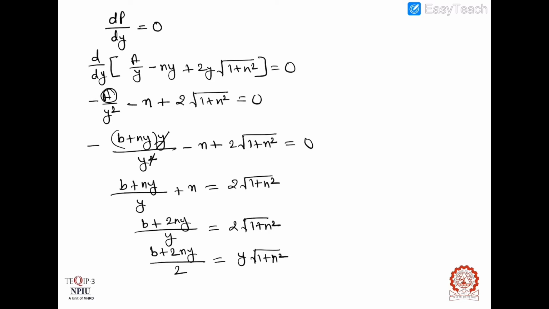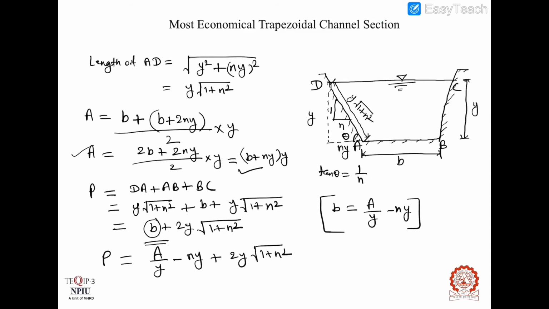Clear? So this is the condition for which the trapezoidal section will be most economical. Now observe this equation. This is b plus 2ny. What is b plus 2ny? This is b, this is ny, this is ny. So b plus 2ny is the top width.